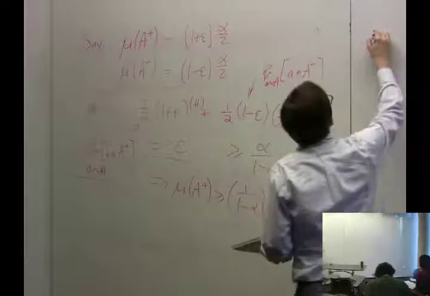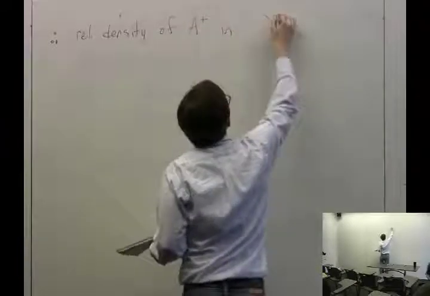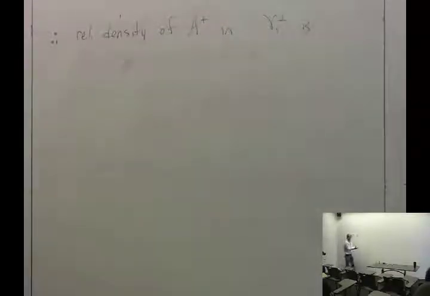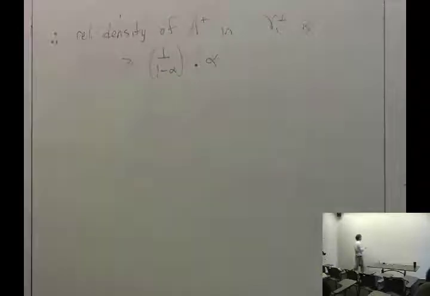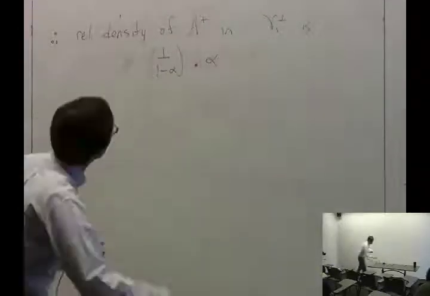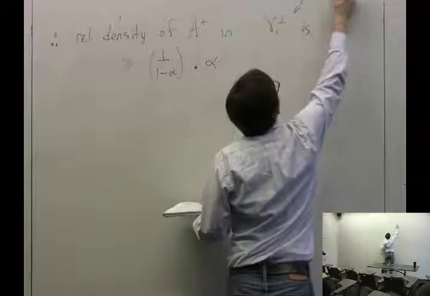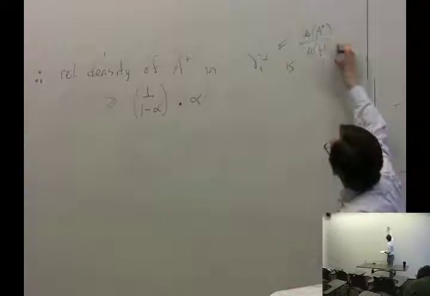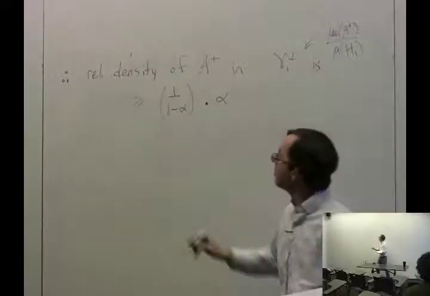So the relative density of A plus in gamma 1 perp is at least, well, basically you just double this, because the subspace takes up half of the full hypercube. So it's at least 1 over 1 minus alpha times alpha. This is the main deduction that I've made. This is the density increment. This is mu of A plus over mu. Let me call this hyperplane H1. It's a little bit bigger than alpha, right? The factor is slightly bigger than 1.